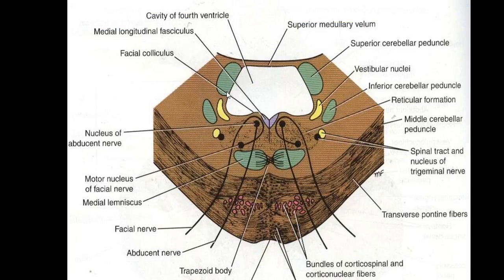In this diagram, you can see the white fibers, the corticopontocerebellar fibers, they are running horizontally while these corticospinal and corticonuclear fibers, they are descending downwards among the transverse fibers.